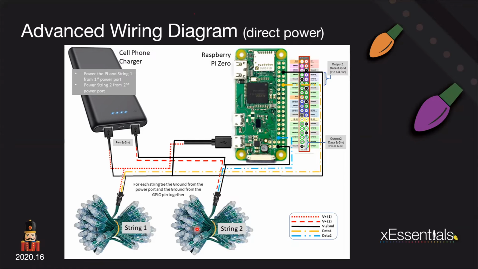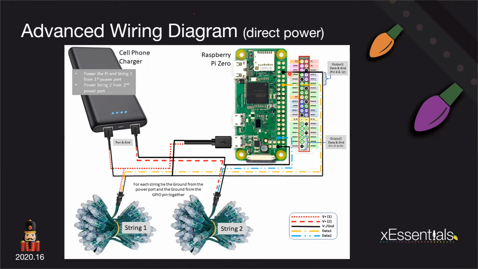Let's pretend each of these strings are 500. So that gets you your ground and your data. So you've got pixel information data going to your pixels. Then from your battery backup, your cell phone charger, from one port, you can directly power the Pi, and you can split off the other power and send it directly to your 500 pixels. What's coming out of these is usually somewhere around 2 to 2.5 amps, depending on what kind of battery backup you get. 2 to 2.5 amps is going to power a lot more pixels than 50 milliamps.